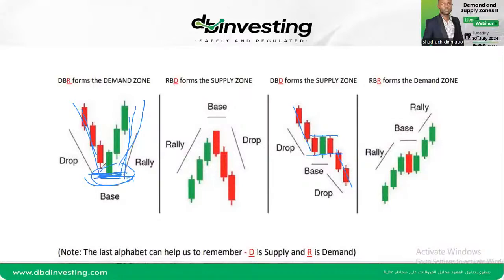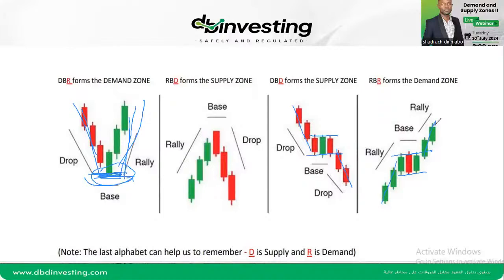So here, drop base rally. Then the other demand zone formation is rally base rally. That is what I'm trying to explain. I was explaining a drop base drop. Okay, so in the case of rally base rally, the market is rising. At a certain point, it started ranging sideways, giving us a base point. Okay, and then there's a breakout, and it then continues the rally. This is another demand zone formation.